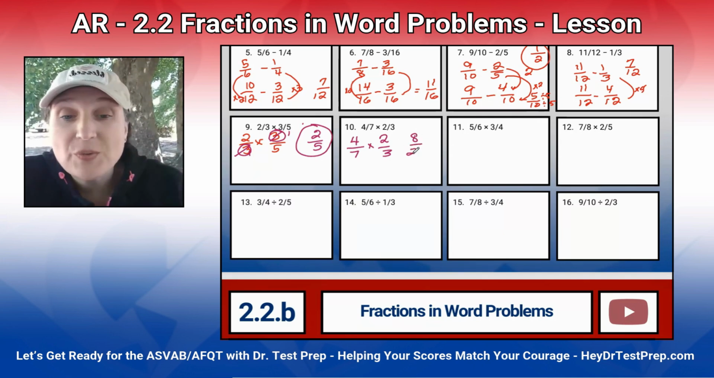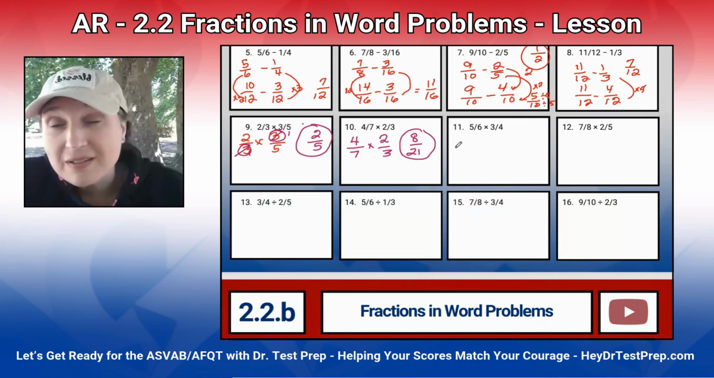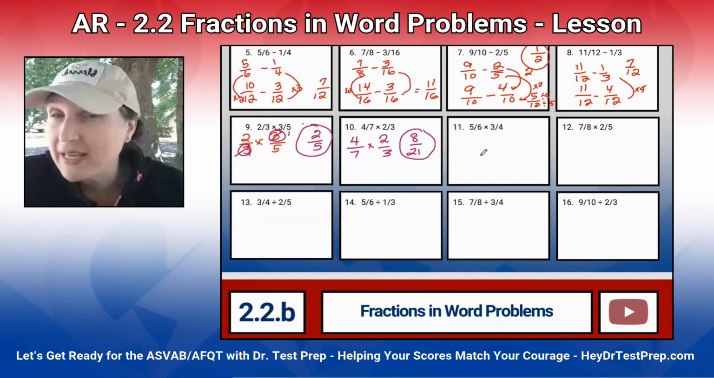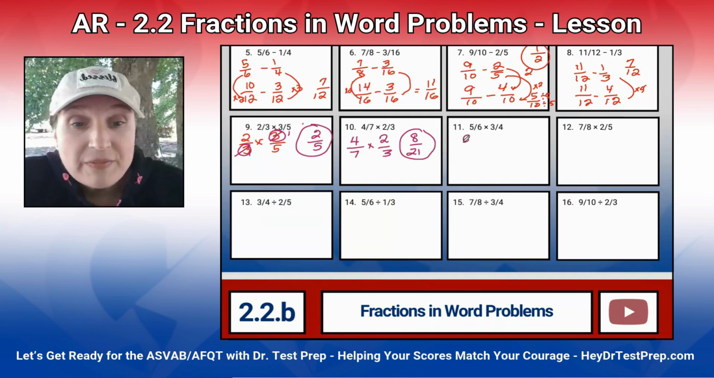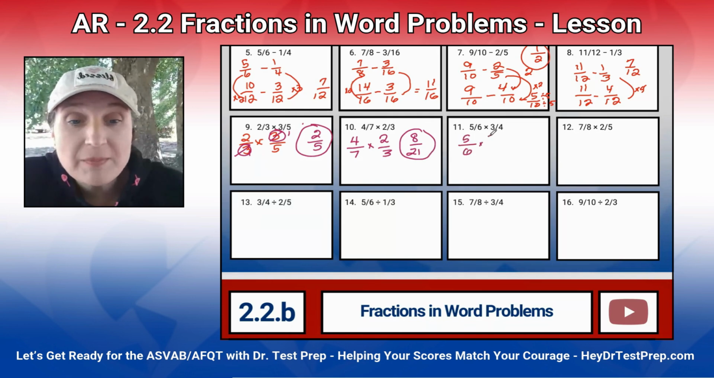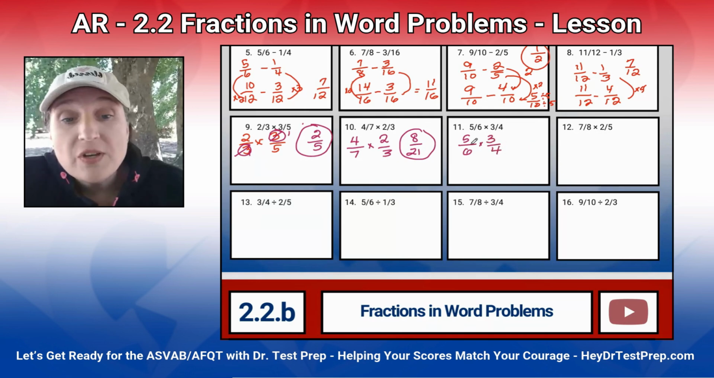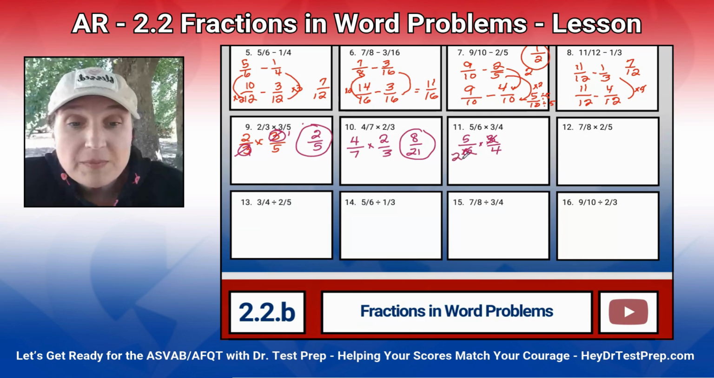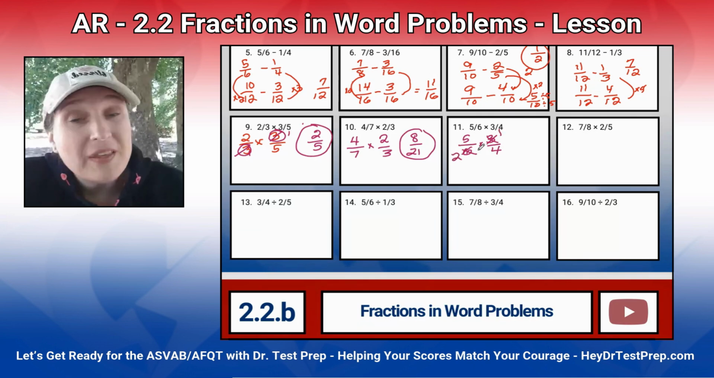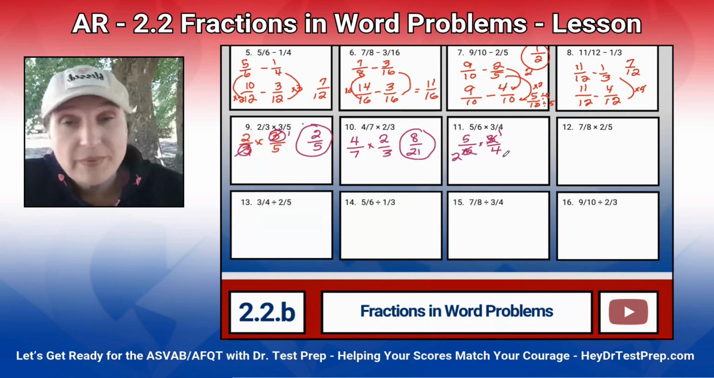7 times 3 is 21, and this is our answer. We could not reduce it ahead of time, so we can't reduce it after. Here we've got 5/6 times 3/4. So we can say 3 goes into 6 2 times, but now nothing else can be reduced because that 2 and 4 are in the denominator, and we cannot reduce going across.